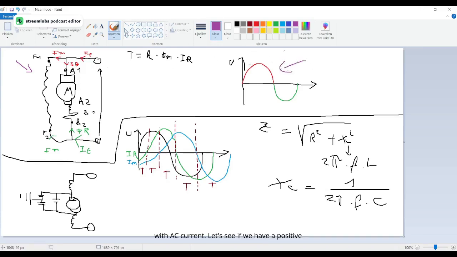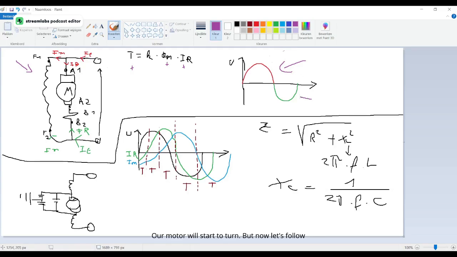Let's see. We have a positive alternation here, and let's see what the current does. So the current flows. This is our total current and it splits into our rotor current and our magnetization current. And we see out of this formula, this one is positive, so our torque is positive. Our motor will start to turn.